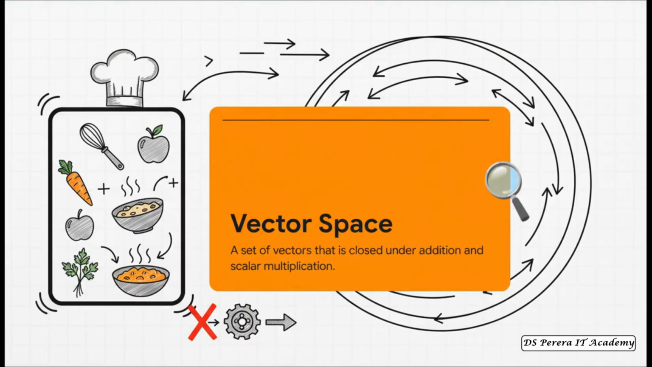So what is a vector space? It's basically a collection of vectors that has a very special property. It's closed under both addition and scalar multiplication. Now that word closed is really, really important. It just means that if you take any two vectors from that space and add them together, or if you scale any vector, the new vector you get will also be inside that very same space. The most common example you'll see is Rn, which is just the set of all n-dimensional vectors with real numbers.